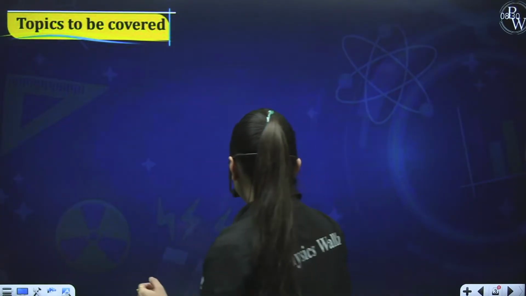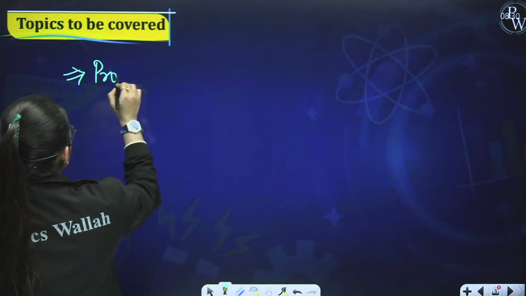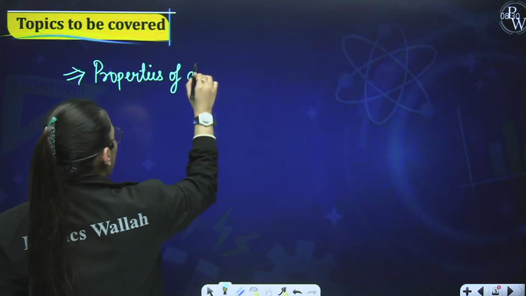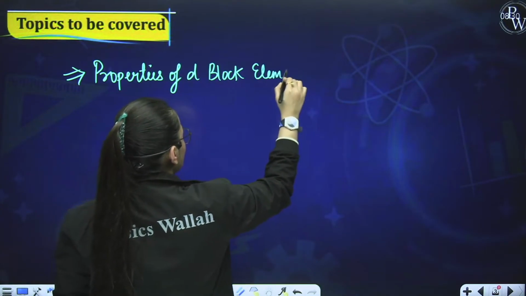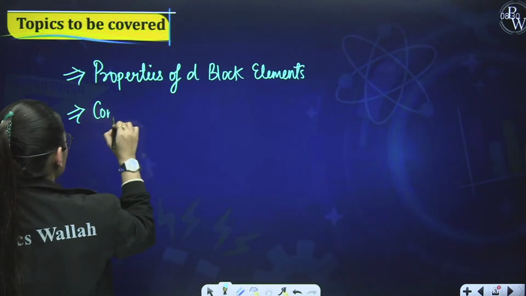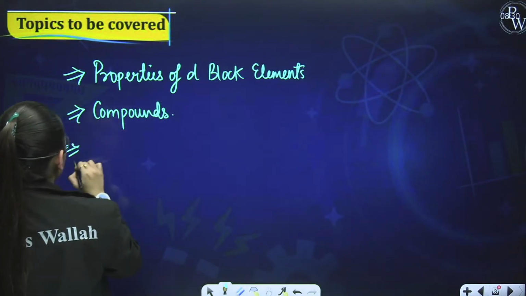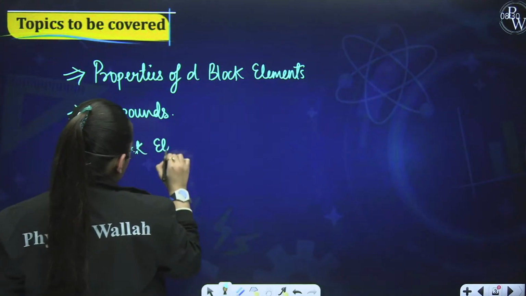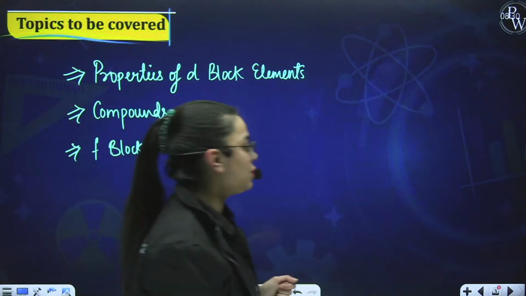So students, first of all we are going to do the properties of D block elements that were left in the previous lecture. Okay, after that we are going to see the compounds with respect to the D block elements, right? And then we are going to see F block elements and their properties, right? So shall we start today's topic?